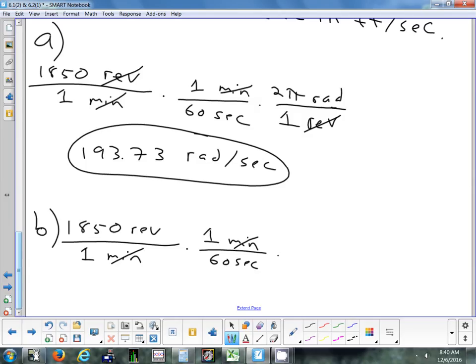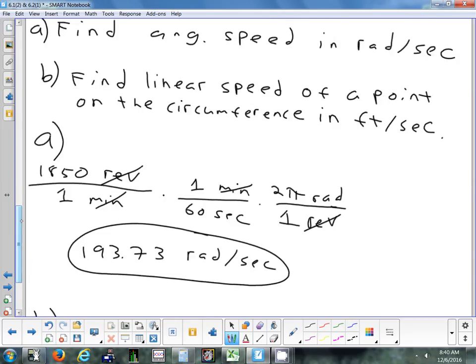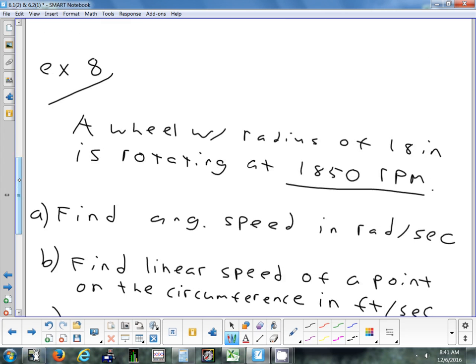Now I've got to make the jump between angular and linear. Okay, I have revolutions. I want to convert revolutions to something else. So where would revolutions go? In the bottom. Now I'm going to look at my distance unit and see, does it match what they want? They want feet. Okay, let's go back and look at the problem. Did they give me feet in my word problem? No, they gave me inches.